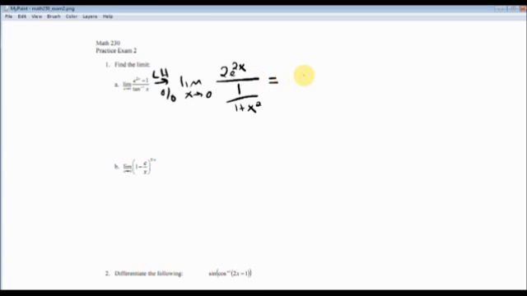I should probably clean that up a little bit, but it's not really necessary. If you plug in x equals 0 up here, you'll get 2e to the 0. That's just 2. Down here you get 1 plus 0, 1. So this whole thing ends up being 2. Alright, let's move down to the next one.